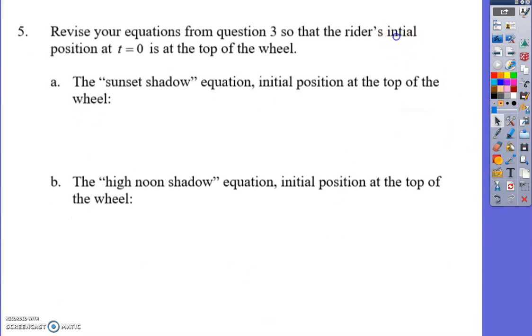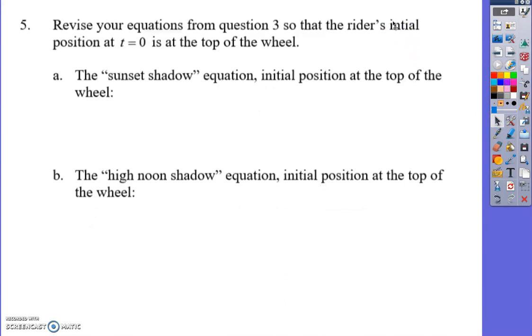We're going to save the rest for tomorrow. Revise your equations from question 3 so that t equals 0 is instead of at this our initial position here, which is where it's been the whole time, instead of being here, we're going to move our initial position there. So instead of being here, this is going to be t0. Because not everybody starts in this gondola, so we're going to put somebody in this one. Let's see what we can come up with. So stop, think about it, and see what happens. If you haven't already, pause the video.